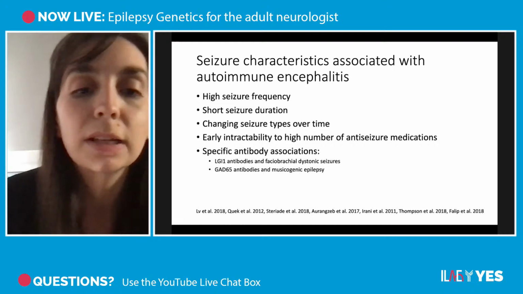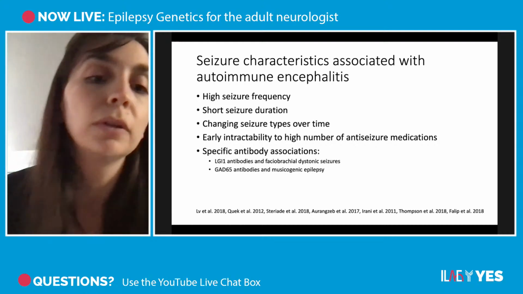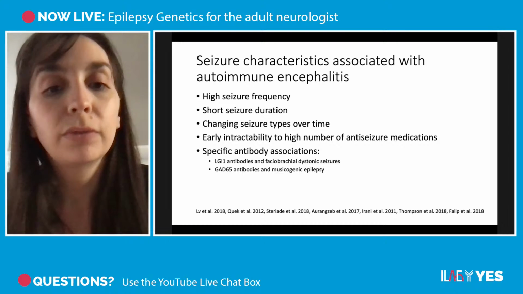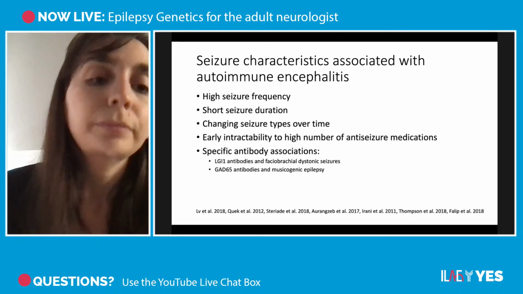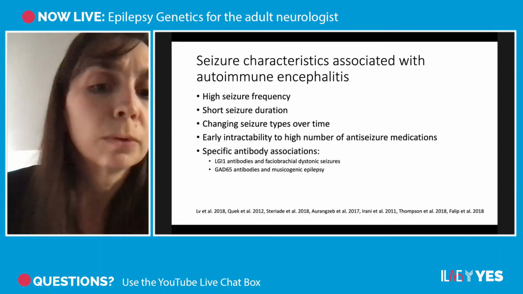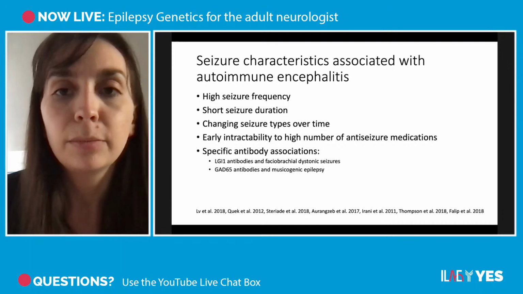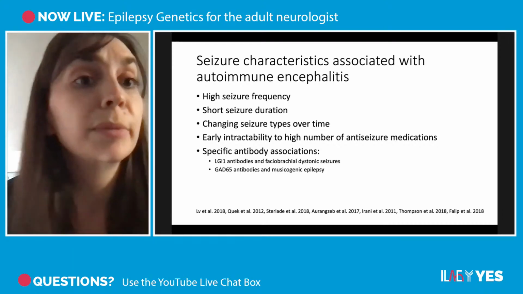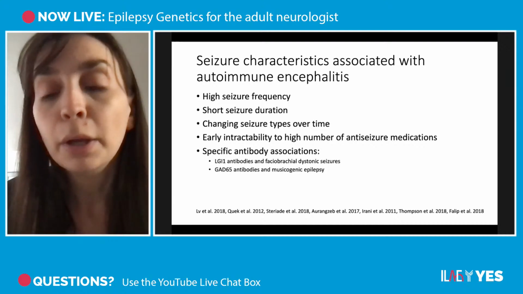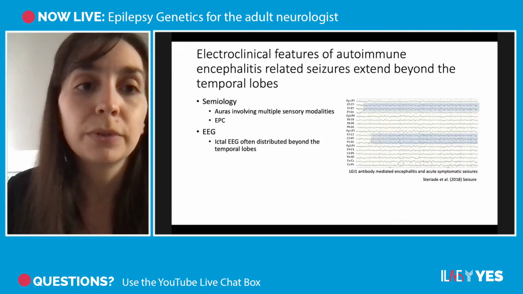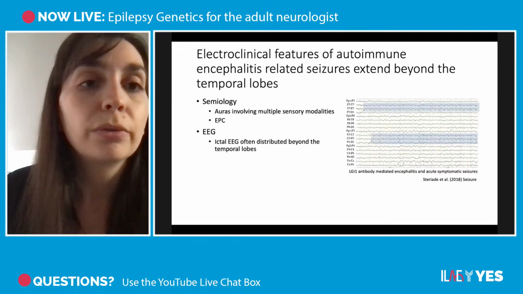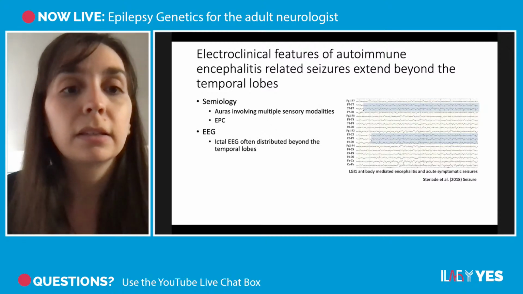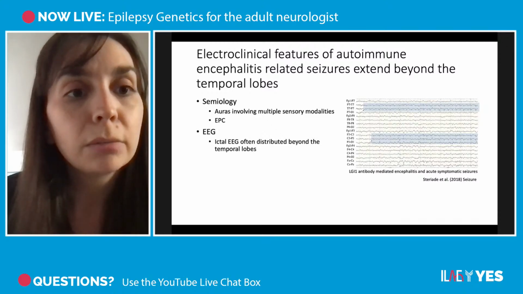And then there are specific antibody associations, like I've talked about already, like LGI1 and faciobrachial dystonic seizures, as well as the syndrome of musicogenic epilepsy and GAD65 antibodies. So perhaps some of these features may be helpful in the future to improve on some of those scoring tools that we have. We know from prior studies that the semiology can be informative.